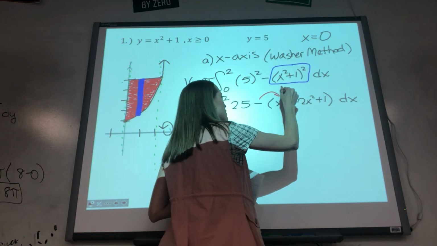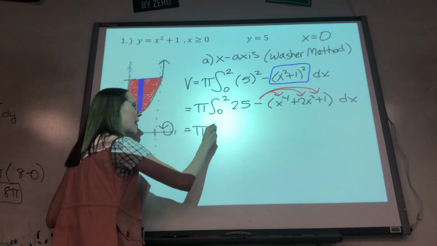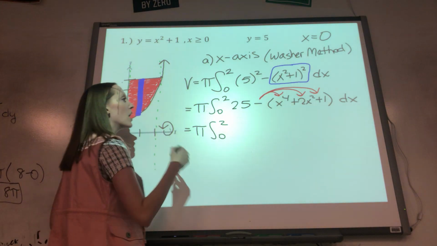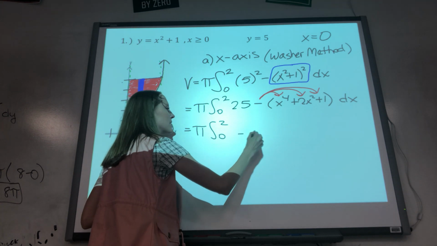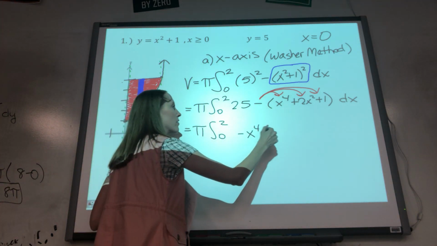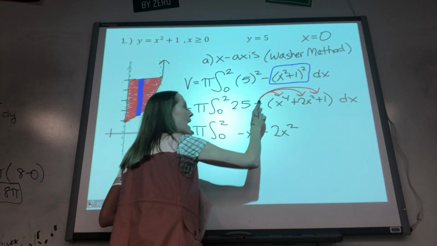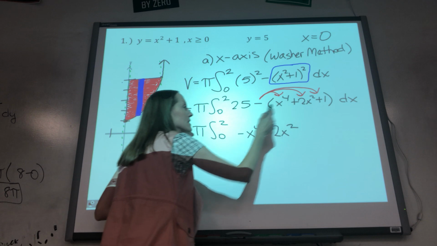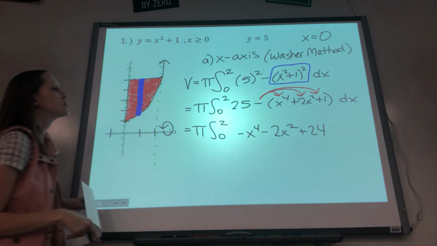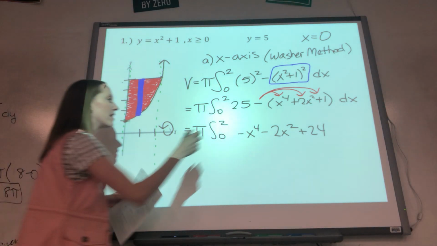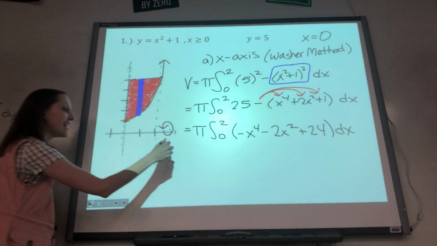Okay, here we go. Distribute the negative, and what do I get? I get pi times the integral from 0 to 2 of, let me go ahead and kind of reorder this. This is going to be negative x to the 4th minus 2x squared. Now, this becomes a minus 1. So 25 minus 1, that would be just the 24. You can go ahead and put that there. And again, all of that gets integrated with respect to x.